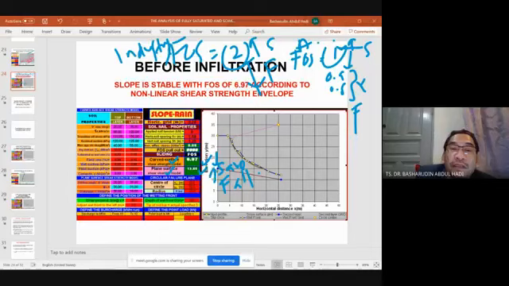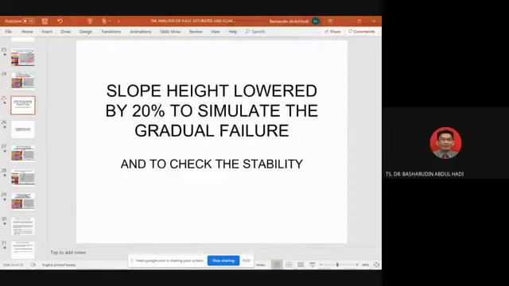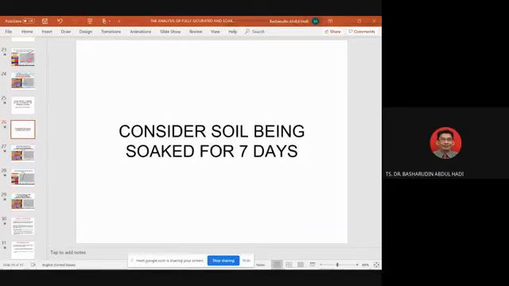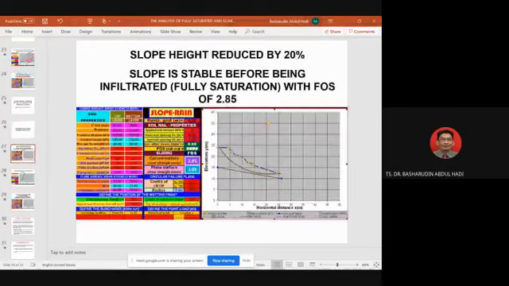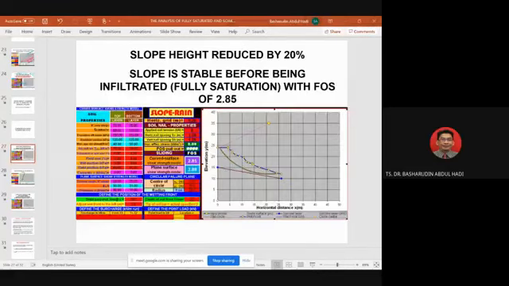Normally the engineer or the practitioner still uses this one, meaning that sometimes we should recheck our calculation. So for the slope height, we lower it 20% to make it not really critical, but what actually happens to the ground, considering the soil being soaked for 7 days? Before that, after we lowered it 20%, we check the stability of the fully saturated case.